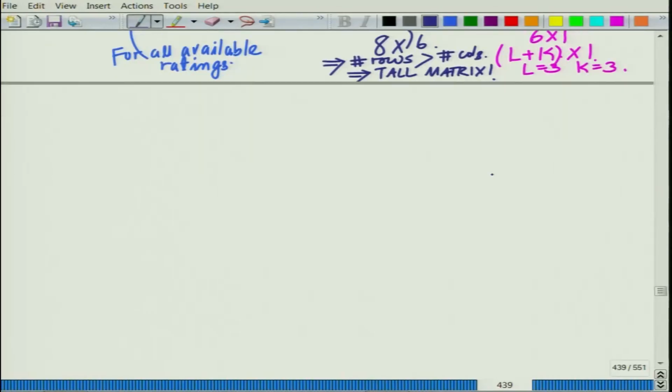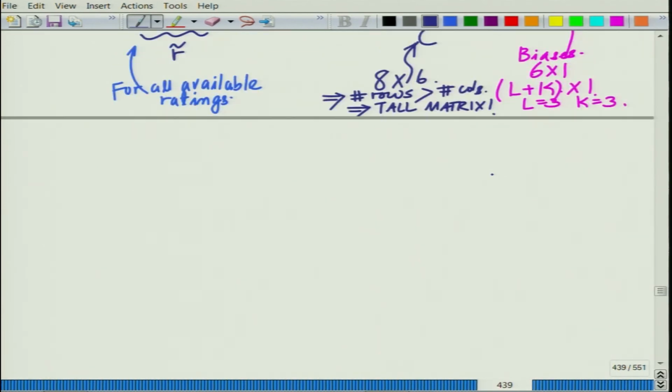Remember in the previous module that the number of rows is much larger than the number of columns, typically because columns represent the biases which are much smaller compared to the number of ratings. The number of ratings available is basically huge, right, and therefore, you have a tall matrix, and which now you have R tilde equal to C B bar. This is the bias vector. Therefore, this is essentially an overdetermined system.